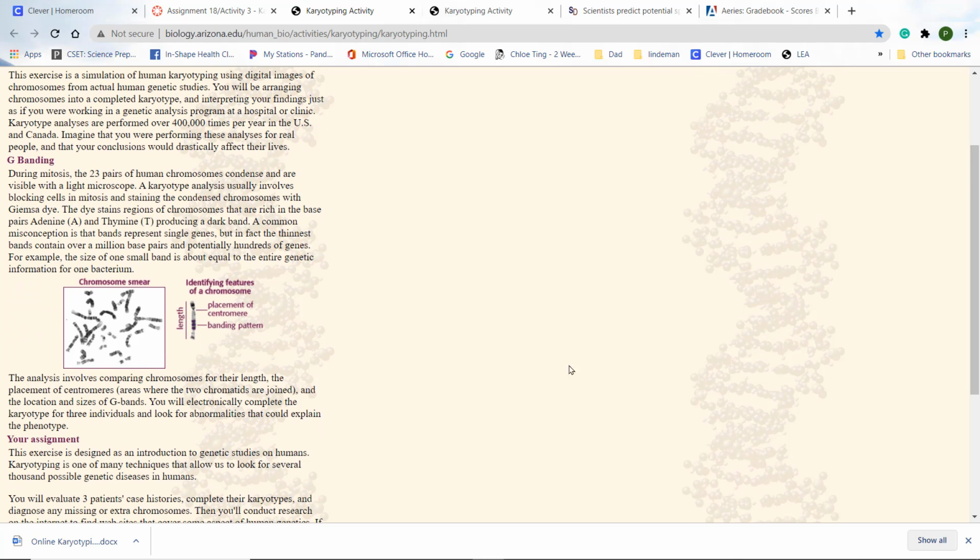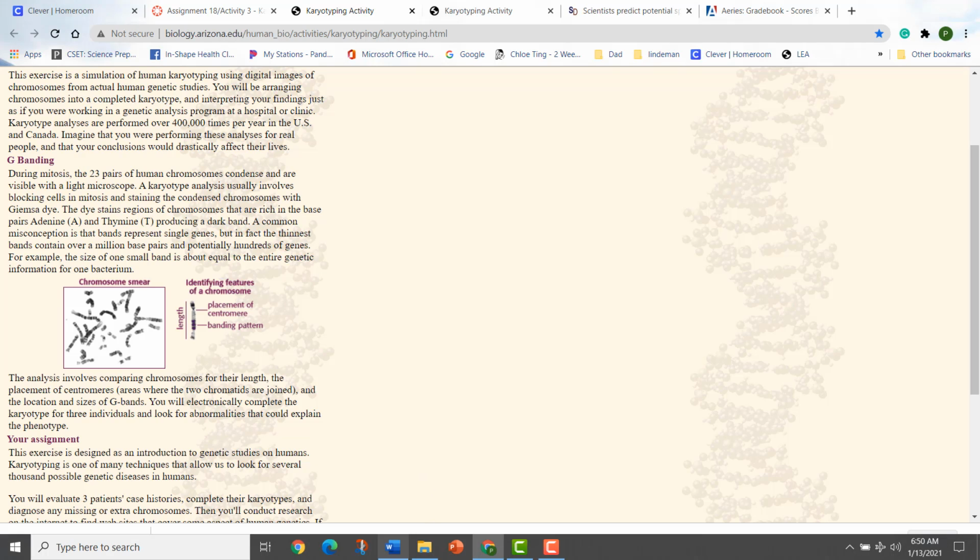So there's 3 things we're going to be looking at: the length of the chromosome, where the centromere is, and the banding to help identify and match up the chromosomes. This analysis involves comparing chromosomes for their length, the placement of centromeres, areas where the 2 chromosomes are joined, right here, the centromere, and the location and size of the G bands, so how big it is and where these G bands are. You will electronically complete the karyotype for 3 individuals. Look for abnormalities that could explain this phenotype.